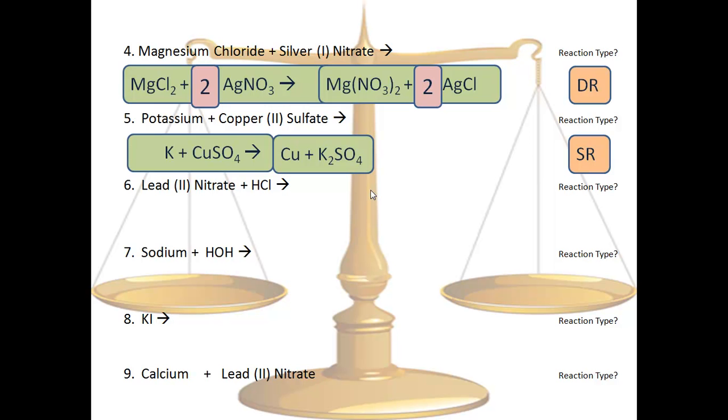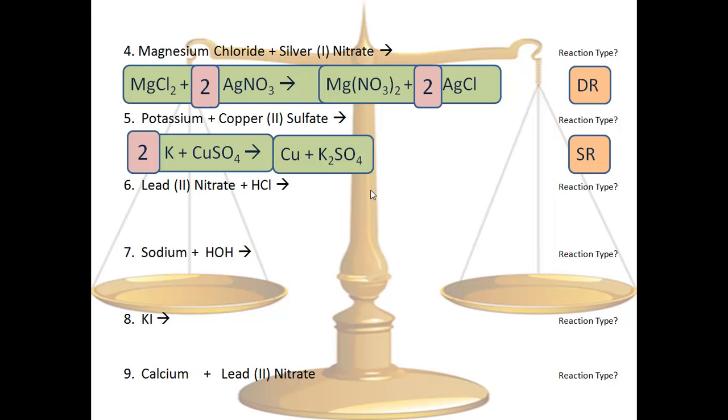Now that you've done your predicting, it's time to balance. Not too tricky for this one either. Check your potassium. 1 potassium on the left, 2 potassiums on the right, so we better double the potassium on the left. And then if I check my coppers, 1 and 1, check, check. Check my sulfates, 1 and 1, check, check. So you're all set. So the trickiest part you can see with these is kind of predicting with the crisscross method what the pairs are going to look like.